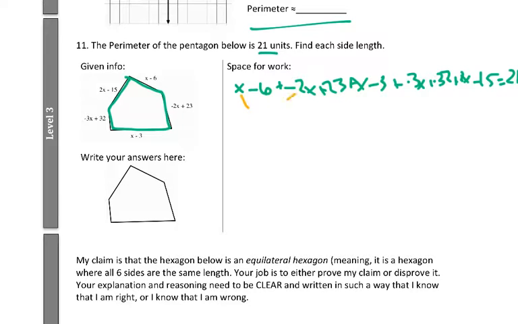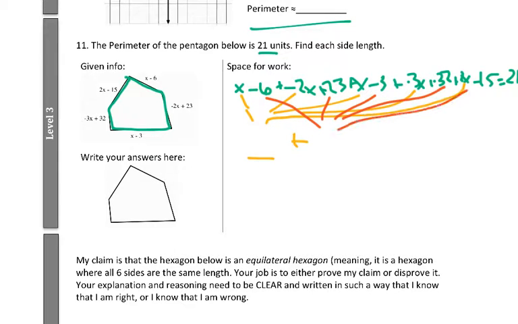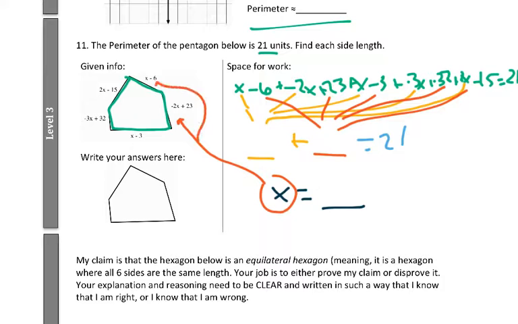So what you need to do is you've got to put together all of these like terms. So you're going to add all of your x's together and get some x number, and then you've got to add all of your constants together, and that's going to give you a number. And you've got to set that equal to 21. Now, when all is said and done, that's going to tell you how much x equals. And you're not done there. We want to know how much each side length is. So from there, you want to plug in your x's into all of these different x's to figure out how long each side is. And then you're going to write your answers here. So find a number, find a number, find a number, find a number, find a number.